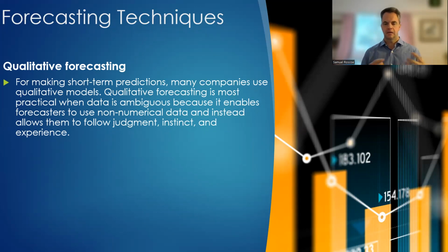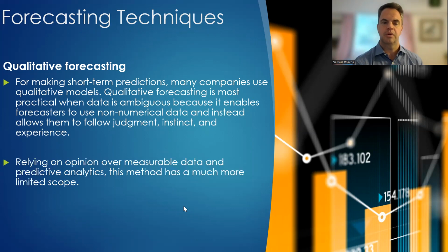You're going to have to make a lot of assumptions, and qualitative data, and I'll give you some examples of this, will help you to make better informed decisions when you're launching a new product onto a market, or a variation of a product, to understand what the market is willing to buy and willing to pay for it. So qualitative forecasting is most practical when the data is ambiguous, because it enables forecasters to use non-numerical, qualitative data, and instead allows them to follow judgment, instinct, and their experience, as well as the experience of the people who are going to buy it. And that's the most important thing.